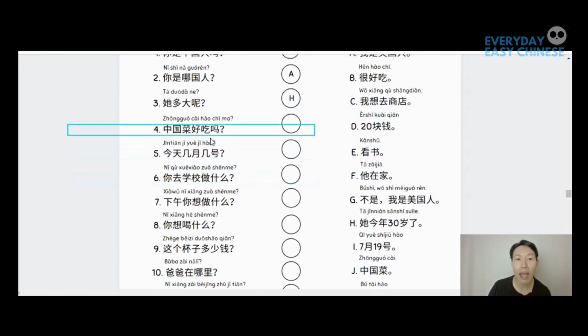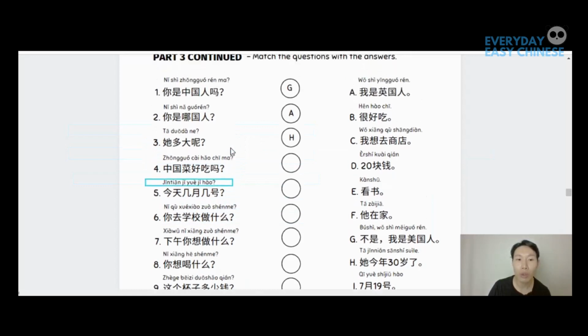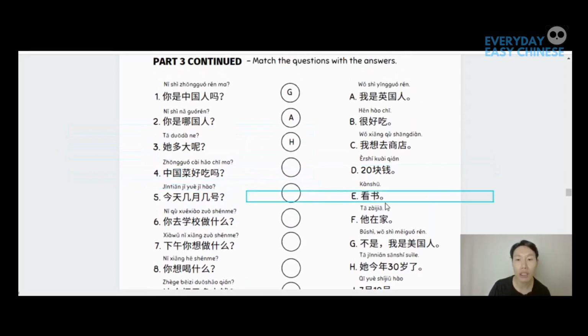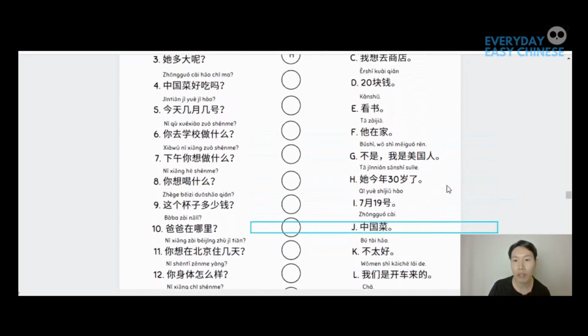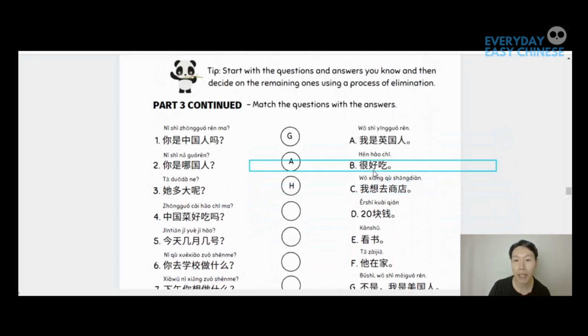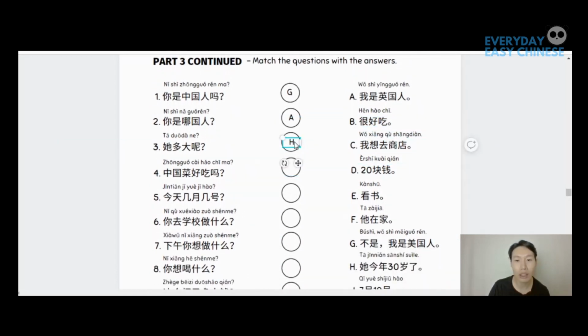Okay, number 4. 中国菜好吃吗? Is Chinese food tasty? So let's look for something that says, okay, B. 很好吃 means very tasty. So this is B.